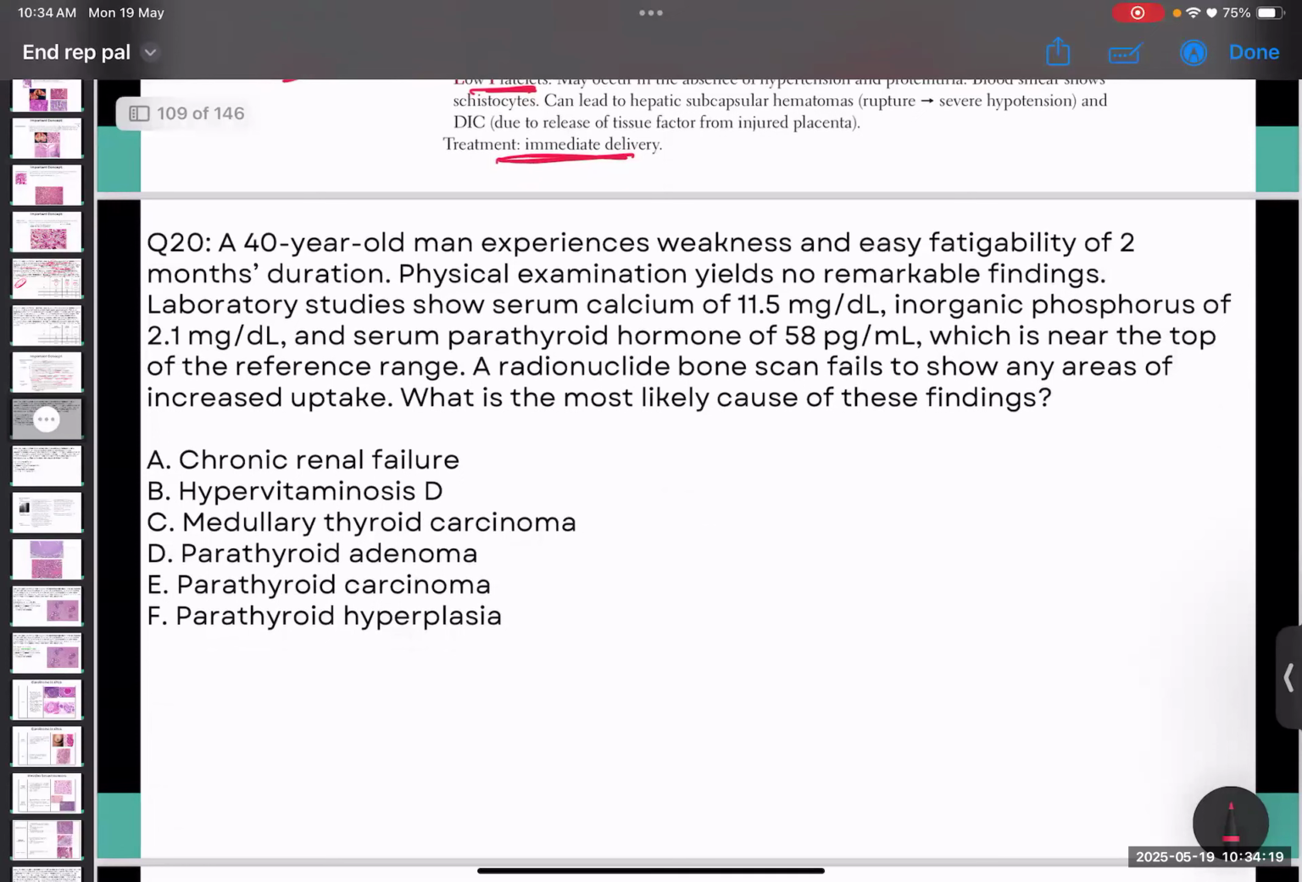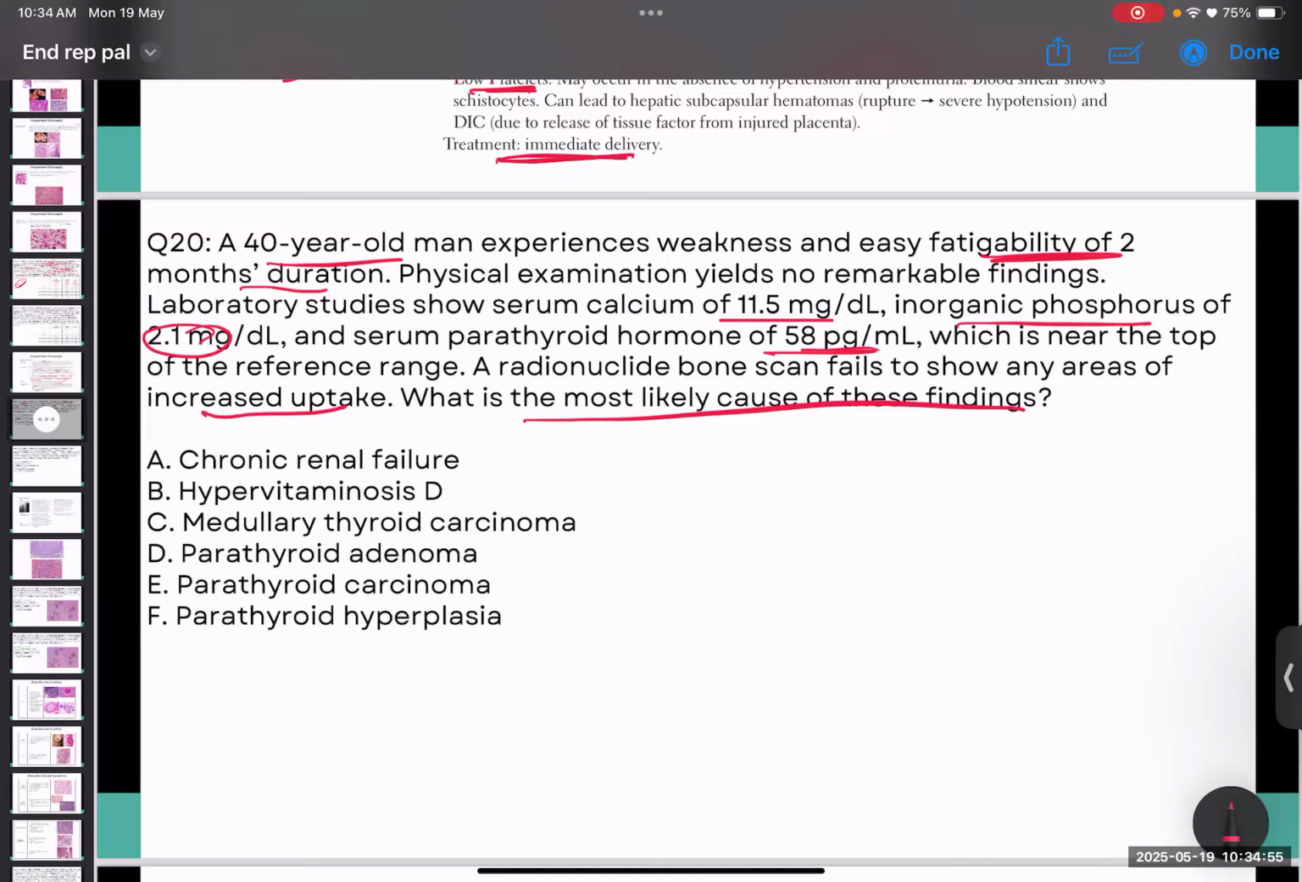Now, moving on to question number 20. Here we have a 40-year-old man who experiences weakness and fatigability of 2 months duration. Physical exam yields no remarkable findings. Lab shows serum calcium of 11.5, elevated, since normal calcium values are between 8 to 10. Inorganic phosphorus of 2.1, low. Serum parathyroid hormone of 58, elevated. A radionuclide bone scan fails to show any areas of increased uptake. What is the most likely cause of these findings?